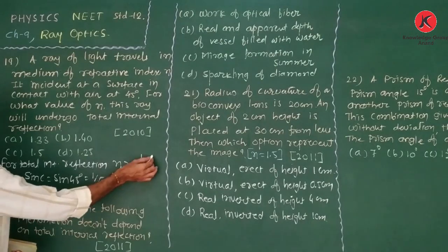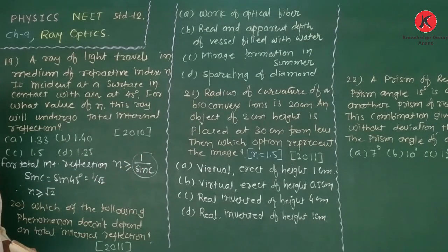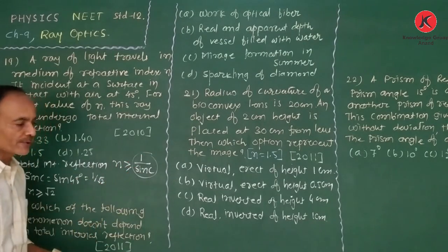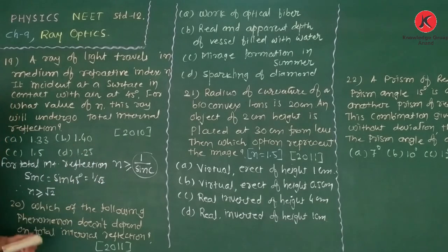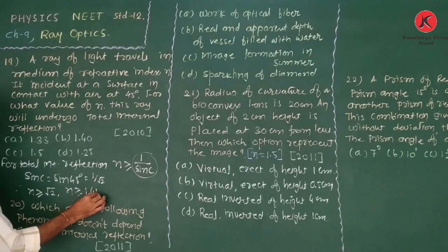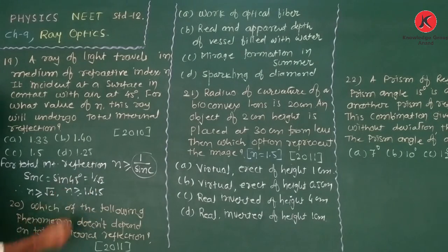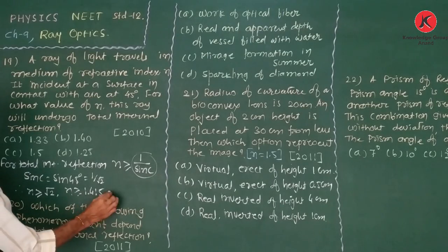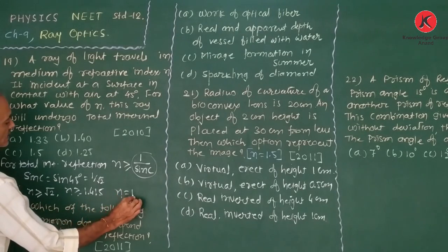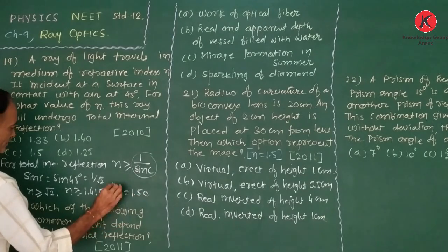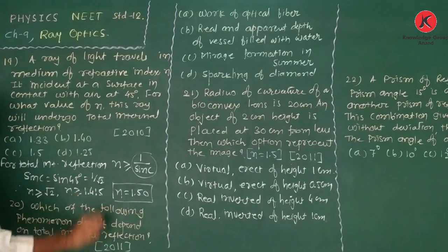We substitute the value of sine c here. So 1 upon 1 upon root 2, therefore only root 2. Root 2 is equal to 1.415, therefore n is greater than or equal to 1.415. That is greater than 1.4. Therefore, the approximate value of n is 1.50. That is our answer.